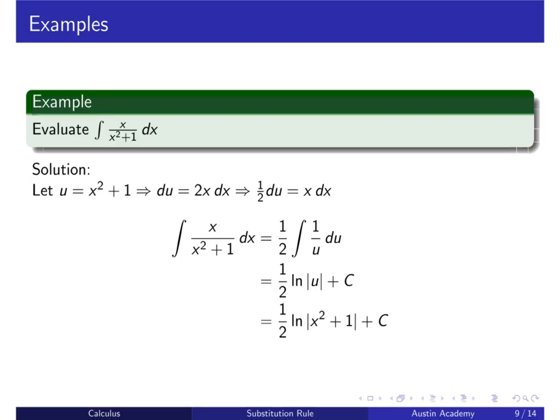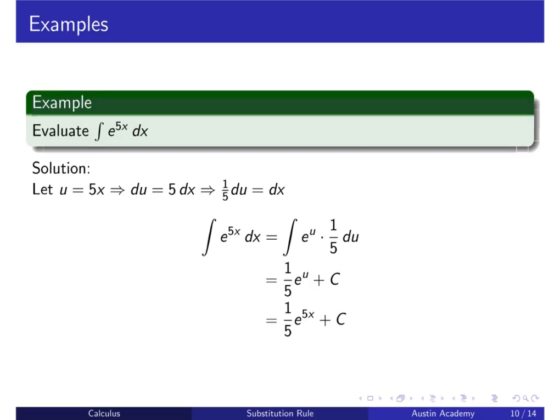Example 4. Evaluate the integral of x over x squared plus 1 dx. Let u equal x squared plus 1, so du equals 2x dx, or 1/2 du equals x dx. Now the integral becomes 1/2 the integral of 1 over u du, which equals 1/2 natural log of the absolute value of u plus c, or 1/2 natural log of the absolute value of x squared plus 1 plus c.